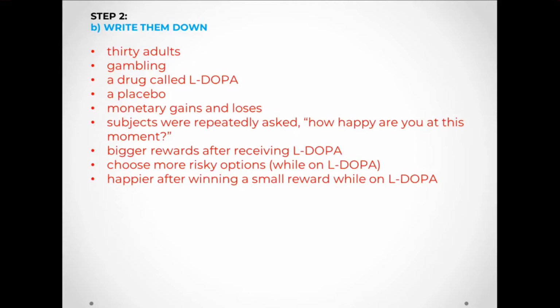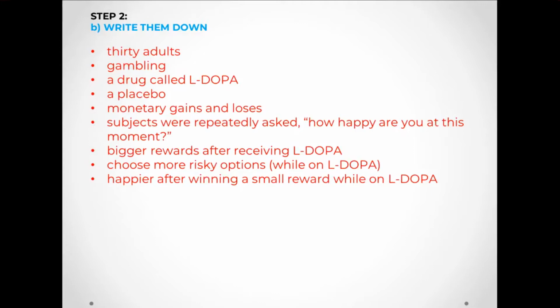I cannot use a synonym for 30 adults. You know, that's important. I cannot replace that. Perhaps I could replace gambling, but I won't. A drug called L-Dopa, that's something that also I cannot replace. A placebo is also something that I consider I cannot replace, even if I have some kind of synonym. But I think it is short enough and straight to the point if I just use that word. Monetary gain and losses, that's something that I could rephrase later.